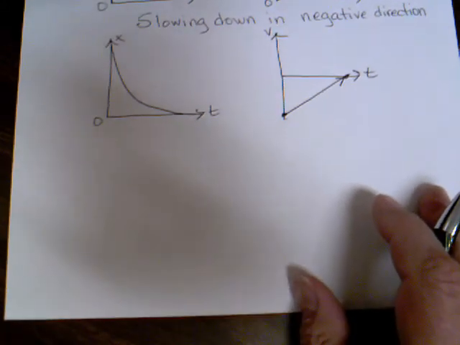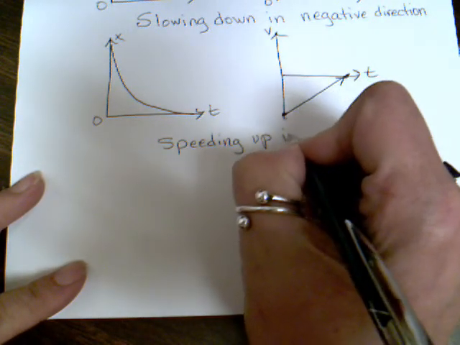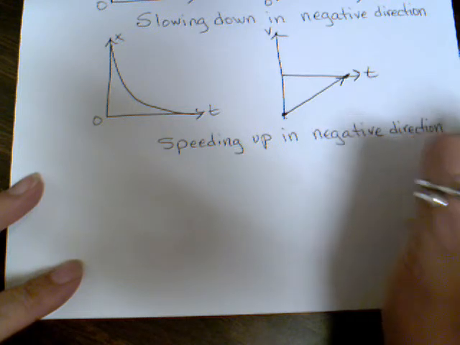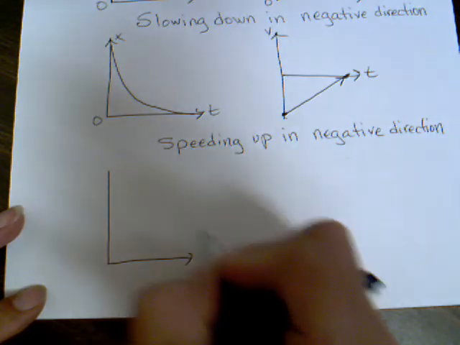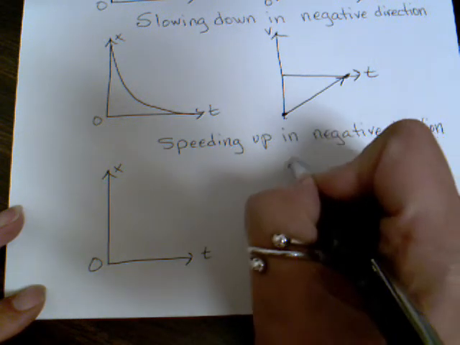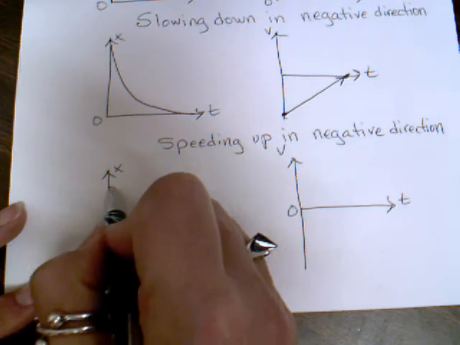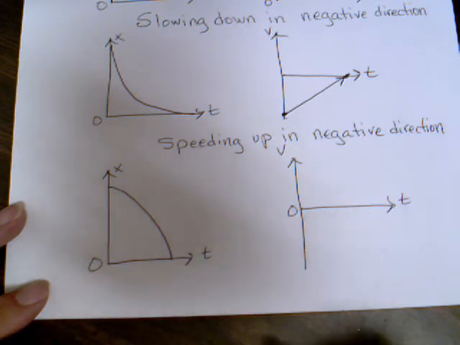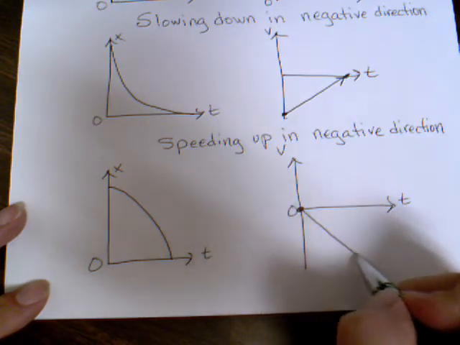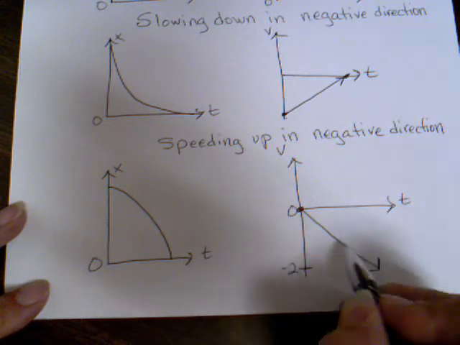And your last two graphs are going to be speeding up in the negative direction. Your position time graph is going to look like this. Your velocity time graph is going to start at 0, and you're speeding up, but in the negative direction. So you're going towards maybe 2, but in the negative direction.